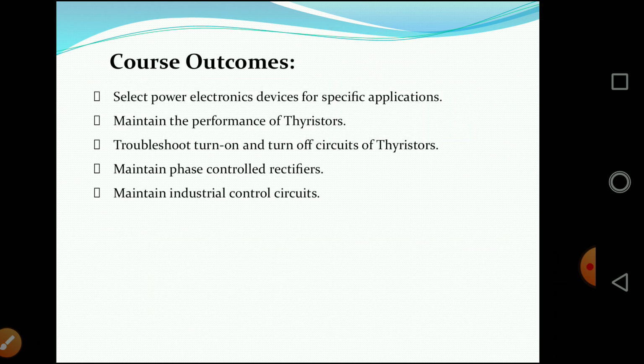Next is the course outcomes of FPE. Course outcomes means when a student completely studies the subject, he'll get the knowledge of each chapter. So in short, he is going to fulfill some outcomes here. When he studies the first chapter, he will be able to select power electronics devices for specific applications. He'll get the knowledge about the different types of power electronic devices and how they are used in different applications.